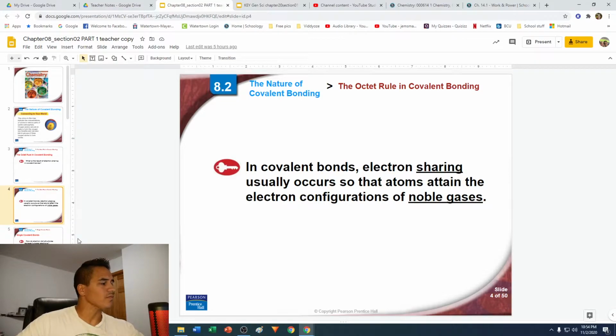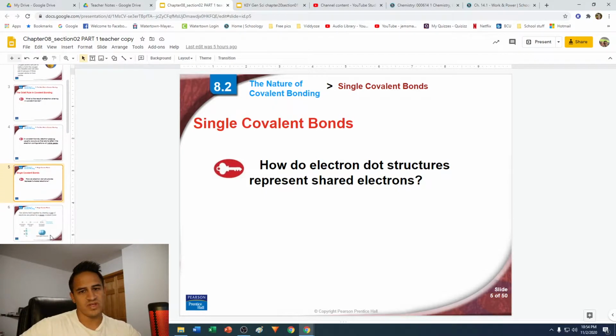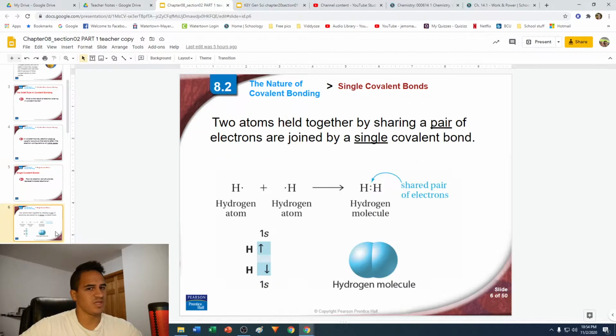So either way, the octet rule is going to be a very important thing that's going to come up, and it's a pretty big concept in chemistry in general. Okay, so 8 is always the magic number. 8 is great. We want to have 8 valence electrons. So we can have 8 valence electrons by having single covalent bonds, which are where we have electrons that are shared between atoms, and this bond is what keeps them together in a molecule.